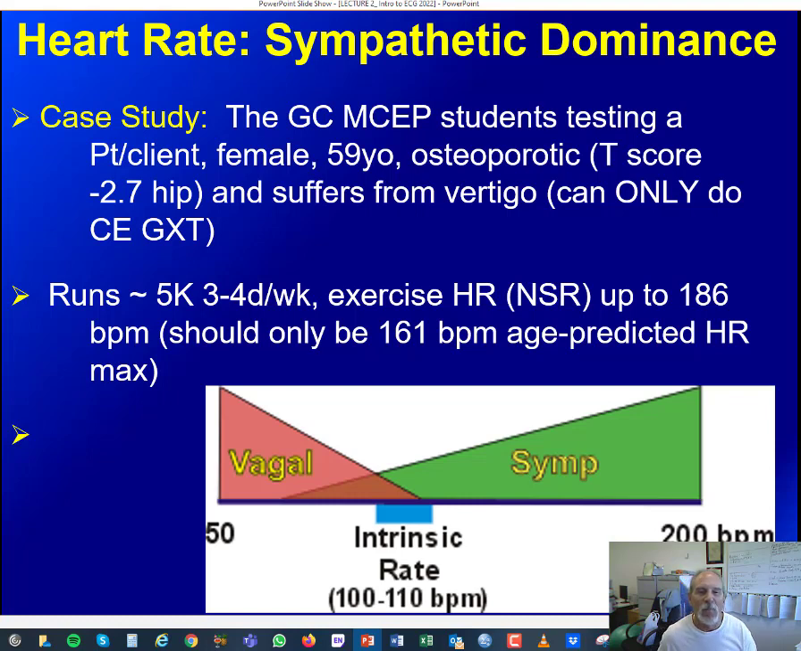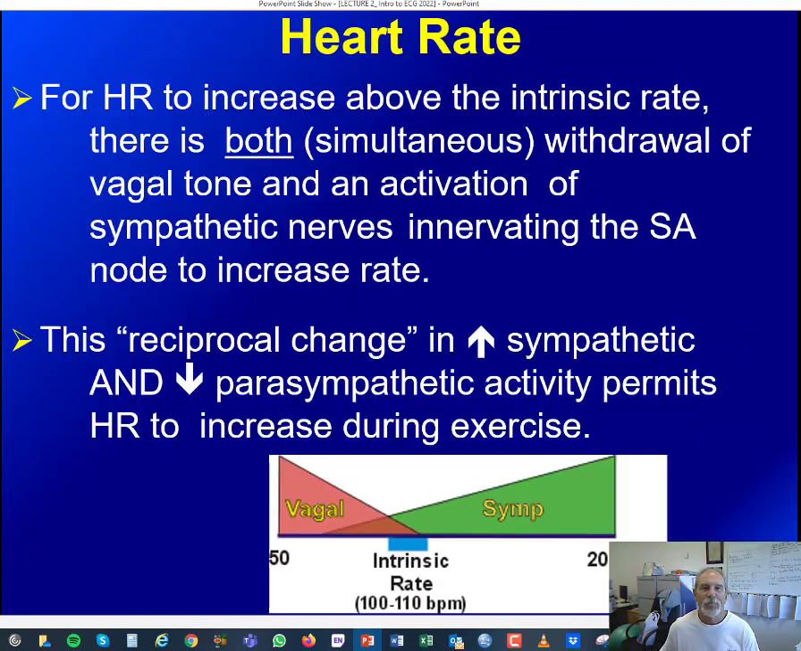So speak about this with your tutor, but what it means is that as she's exercising with sympathetic dominance, if you're an endurance athlete, it's hugely advantageous as long as you're in normal sinus rhythm, okay? Because remember, if you're an aerobic athlete, marathon runner, whatever, your cardiac output is heart rate times stroke volume. Stroke volume can only get so big, so if you can get your heart rate higher, like here, 25 beats above, she's got a massive cardiac output compared to others in her age and gender. So for heart rate to increase above the intrinsic rate, simultaneously you've got to withdraw vagal influence and activate sympathetic nerves. The reciprocal change, an increase in sympathetic activity and a decrease in parasympathetic activity, is why the heart rate can increase during exercise.